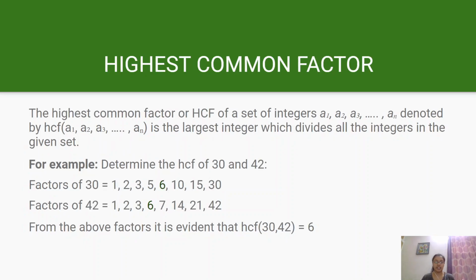Next, we will discuss what is HCF. HCF, or the highest common factor of a set of integers a1, a2, a3 till an, is the largest integer which divides all those integers. So, for example, if you have to find the HCF of 30 and 42, we'll first list out their factors. The factors of 30 are 1, 2, 3, 5, 6, 10, 15, 30, and the factors of 42 are 1, 2, 3, 6, 7, 14, 21, and 42. It is evident that the largest integer, which is a common factor of both 30 and 42, is 6. So the HCF of 30 and 42 is 6.